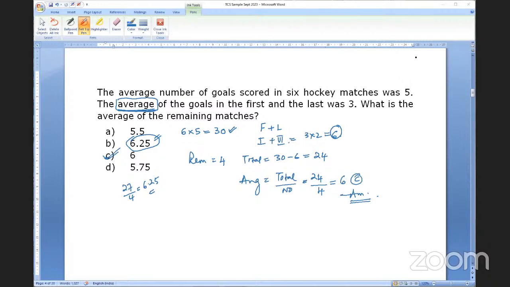Is this clear? Aishwarya, Akshata, those who have given 6.25 as the answer. Is this making sense now?